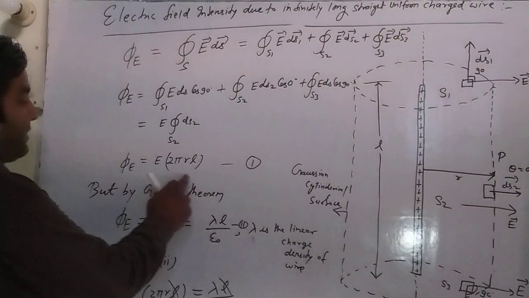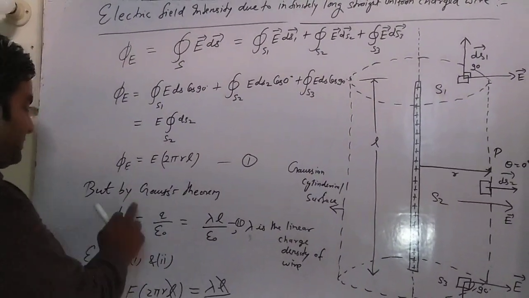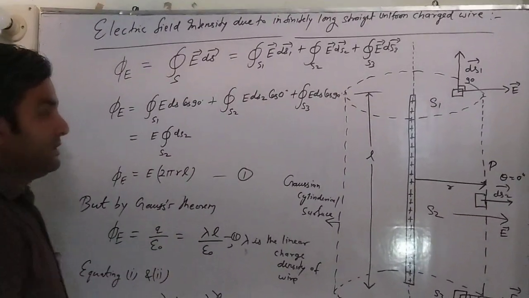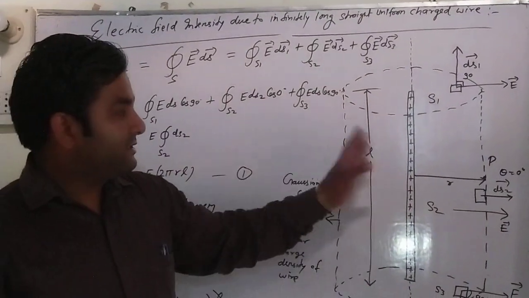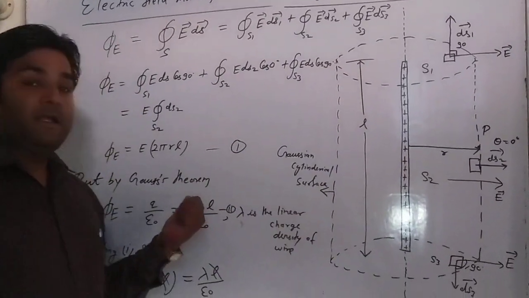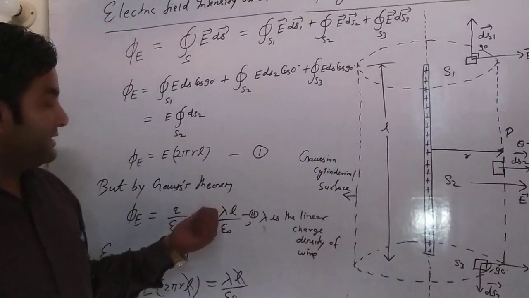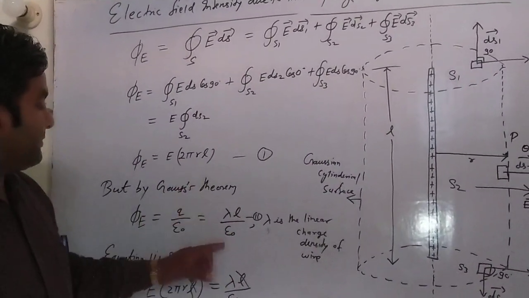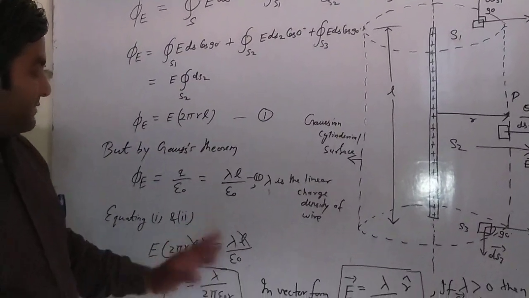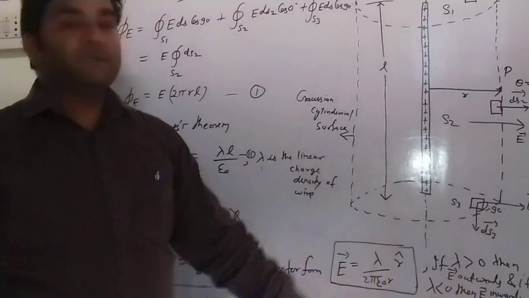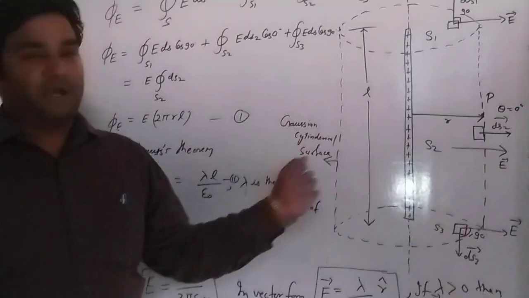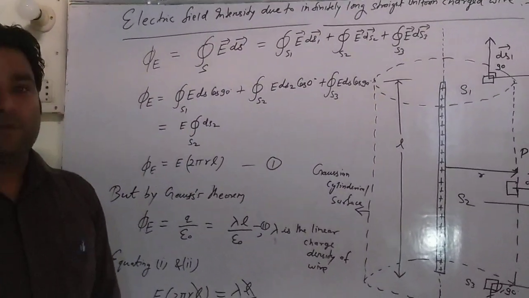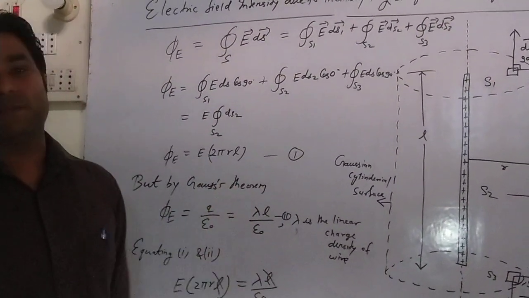This is the definition of flux, and again by Gauss theorem, flux is equal to total charge upon epsilon naught. Total charge means the charge on this straight wire: if L is the length and lambda is the charge per unit length, that is, the linear charge density, then it is lambda into L upon epsilon naught. Equating these two values, E is equal to lambda upon 2 pi epsilon naught r, and in vector form we use unit vector r cap. If positive charge, then the electric field is radially outward. If negative charge, then inward. These are very important derivations, and you have to revise them once, then everything will be clear. Thank you for today.